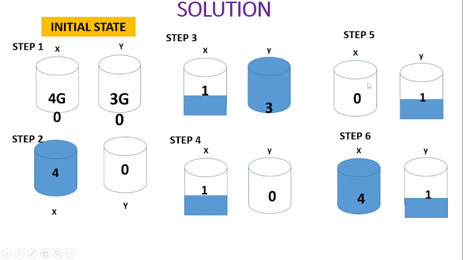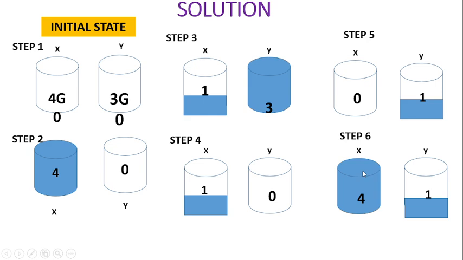Now step 5. In step 5, what I am doing is transferring the 1 gallon of water in X to Y. Again I am doing the transferring operation. So in step 5, my state is 0 comma 1. Okay, so that is my step 5.